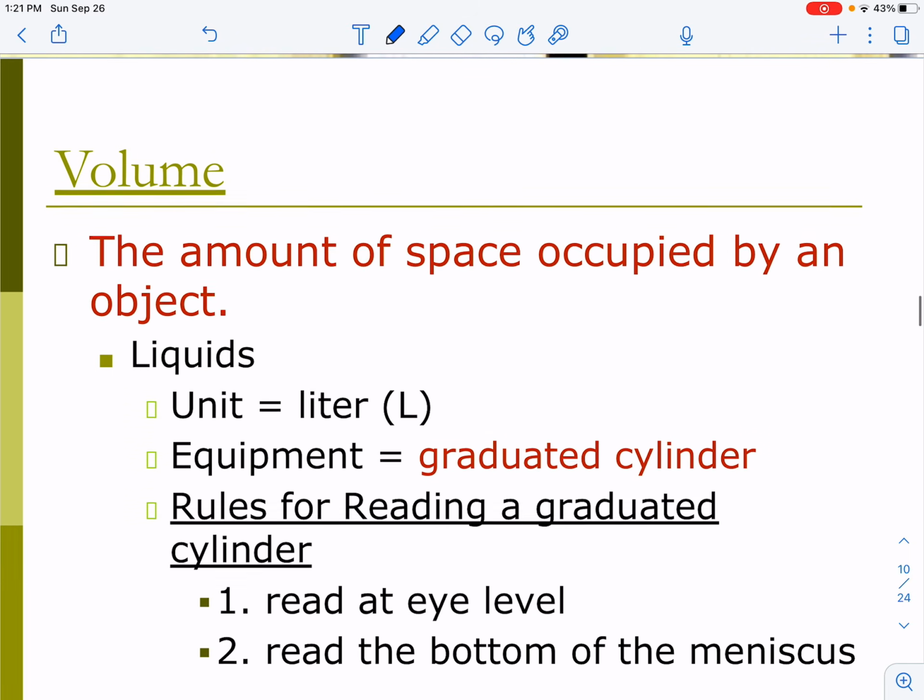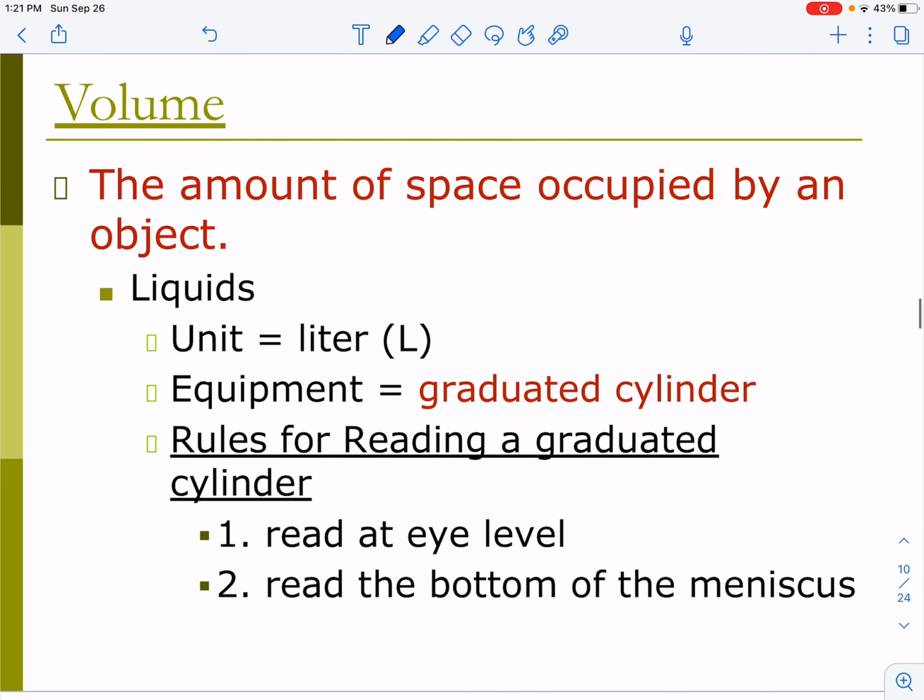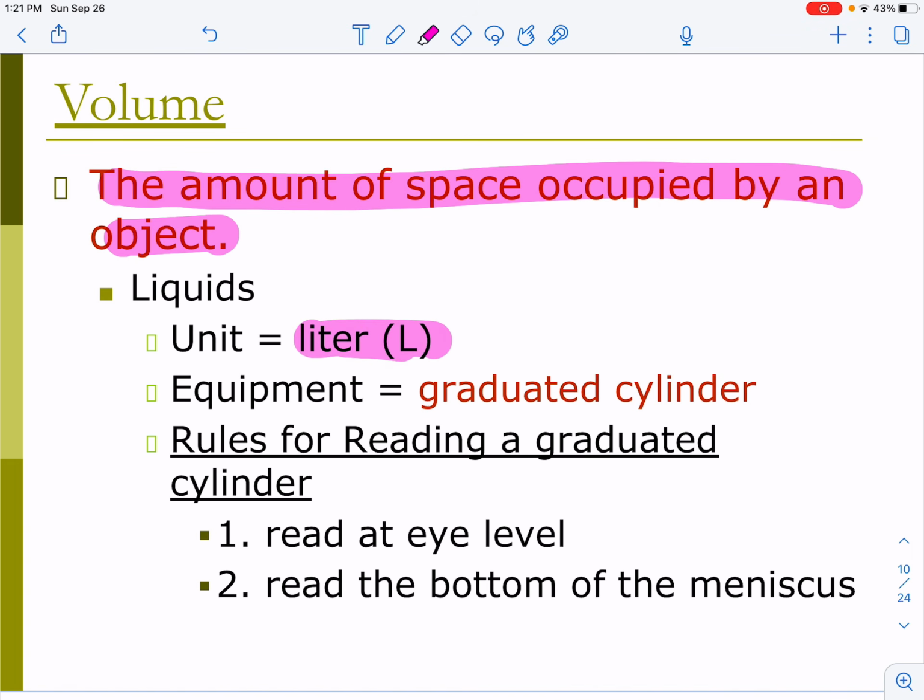Excellent. Now, besides measuring length, we also have to measure volumes of liquids, for example, or sometimes volumes of solids, the amount of space they occupy. So the volume is the amount of space occupied by an object. If we use liquids, we use the unit liters. And the piece of equipment we use in the lab is a graduated cylinder. Most of the time we measure in milliliters, which is a thousandth of a liter, when we're measuring in the lab. The reason we use a graduated cylinder is because it has many graduations, more markings, so it's more precise.